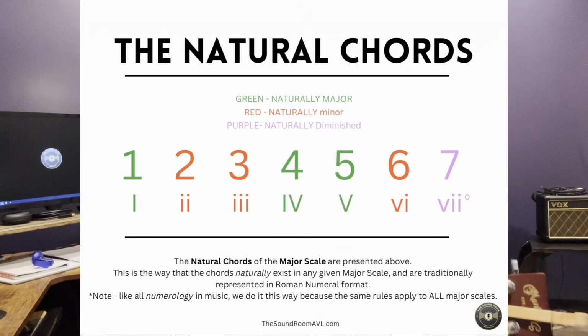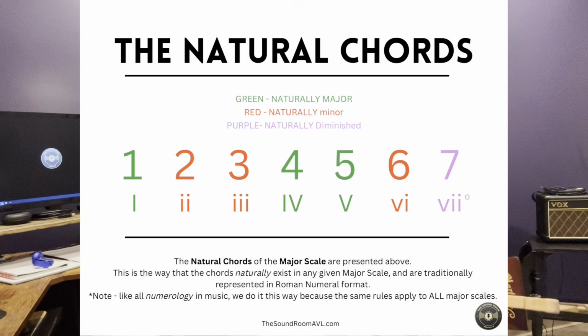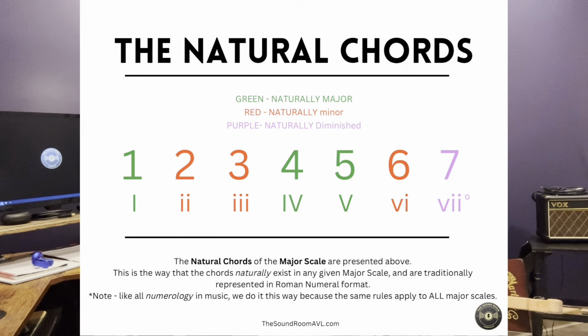Now we can kind of just skip to the fun part, which is where I tell you what the natural chords are. Here they are. This system works for every single key. The 1 is naturally major. We're in a major key, and so the 1 is major. The 2 is naturally minor. The 3 is naturally minor. The 4 is naturally major. The 5 is major. The 6 is minor. And the 7th is naturally diminished, which you're probably not going to see that too much.